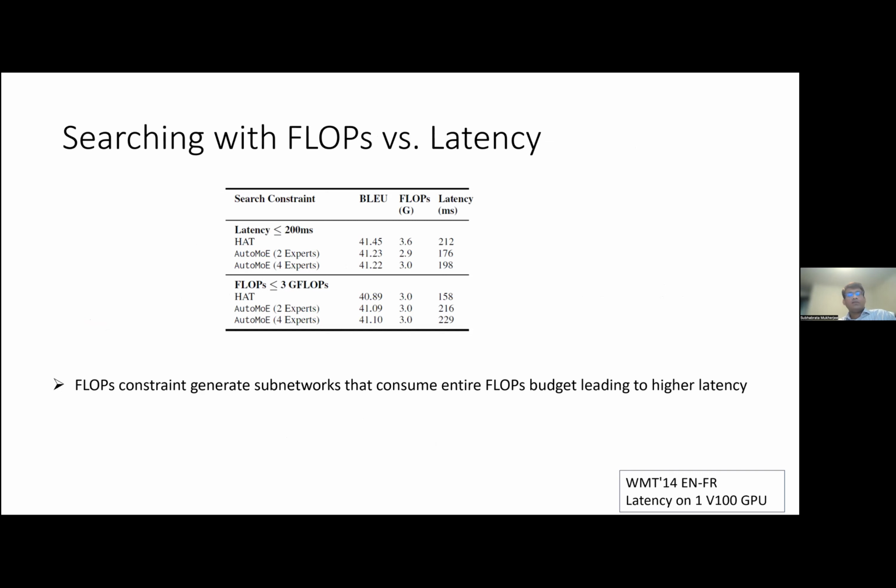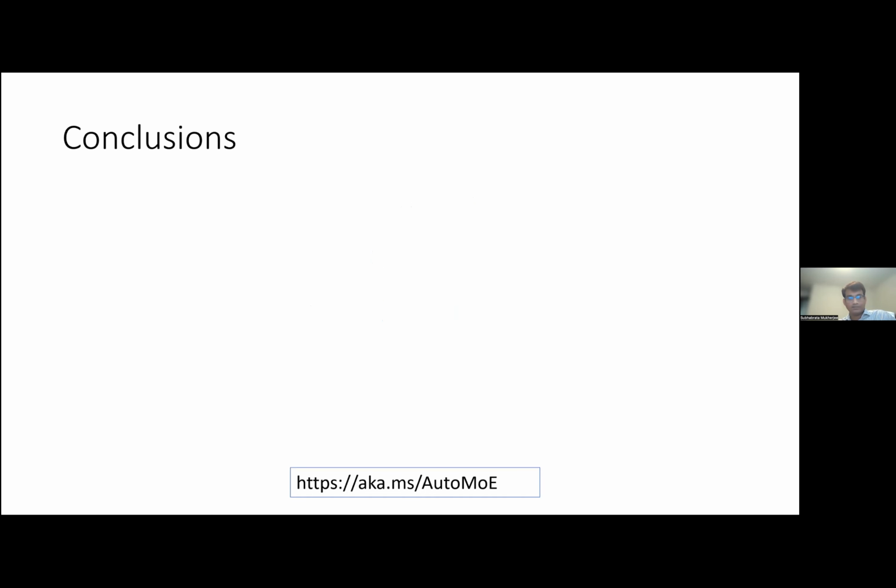Okay, and this is something I mentioned before: what would you search with, flops or latency? If you look at the second block here, where the constraint is 3 G flops, on an evaluation on a specific task, we see that all the subnetworks we get actually exhaust the flops. And when these flops are exhausted, they give rise to decoder heavy models. Whenever you have decoder heavy models, you regress on the latency. So we found that the latency constraint is much better than the flops constraint, at least for the autoregressive nature of the NMT tasks.